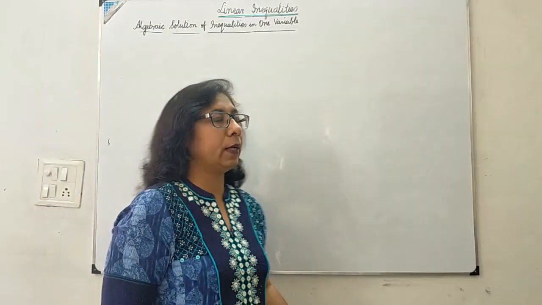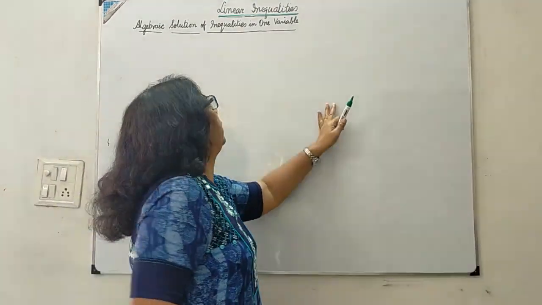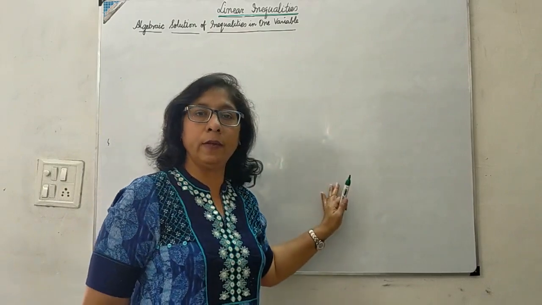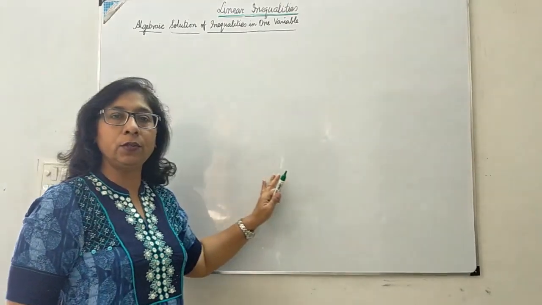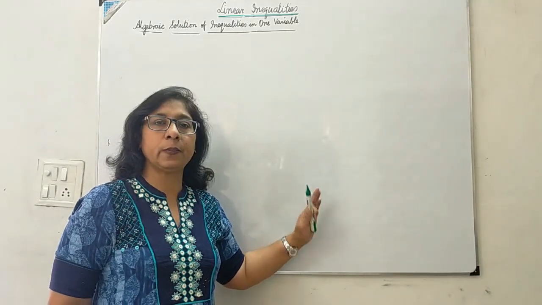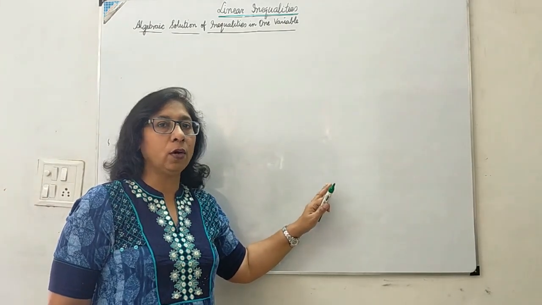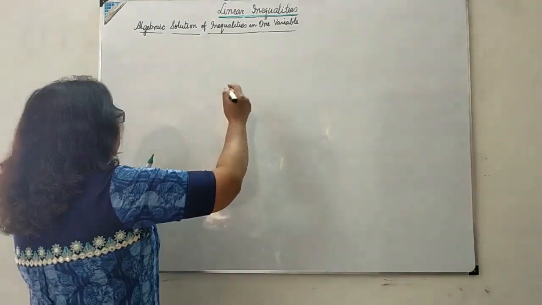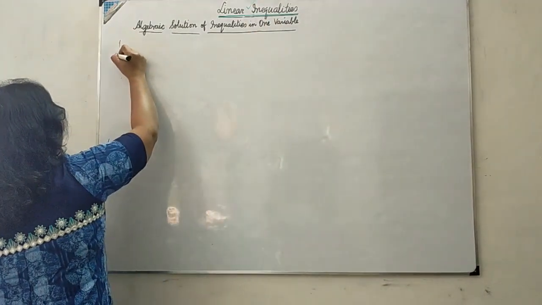In this video, I am going to discuss the algebraic solutions of linear inequalities in one variable. How to find those? To find the solution for linear equations, we had some rules that we can add, subtract, multiply or divide, other than zero, by any number on both sides. But for inequalities, we also have four rules.